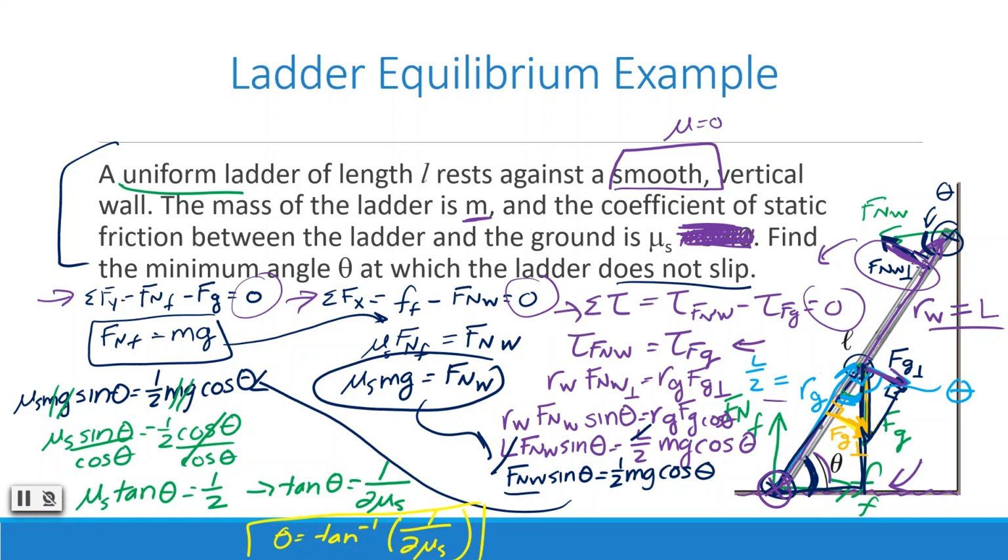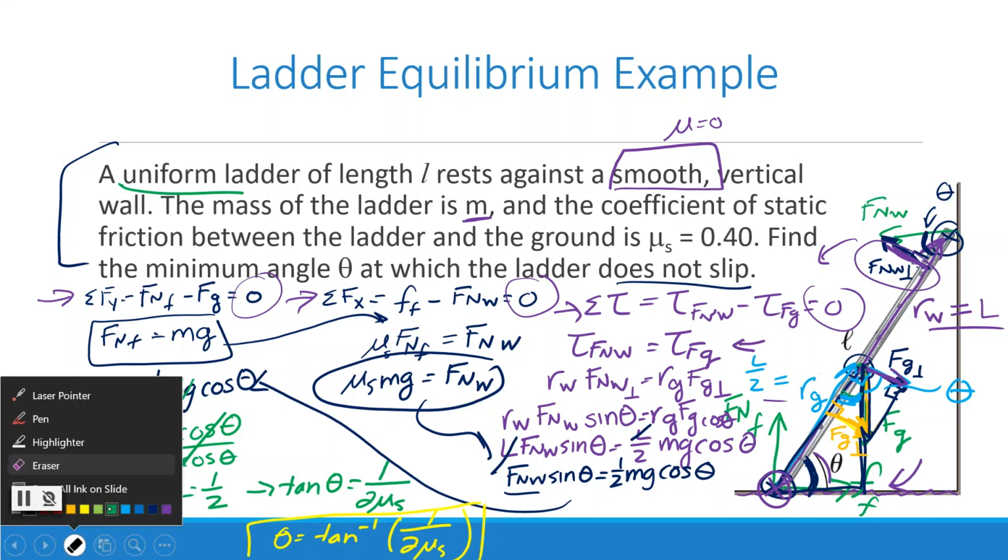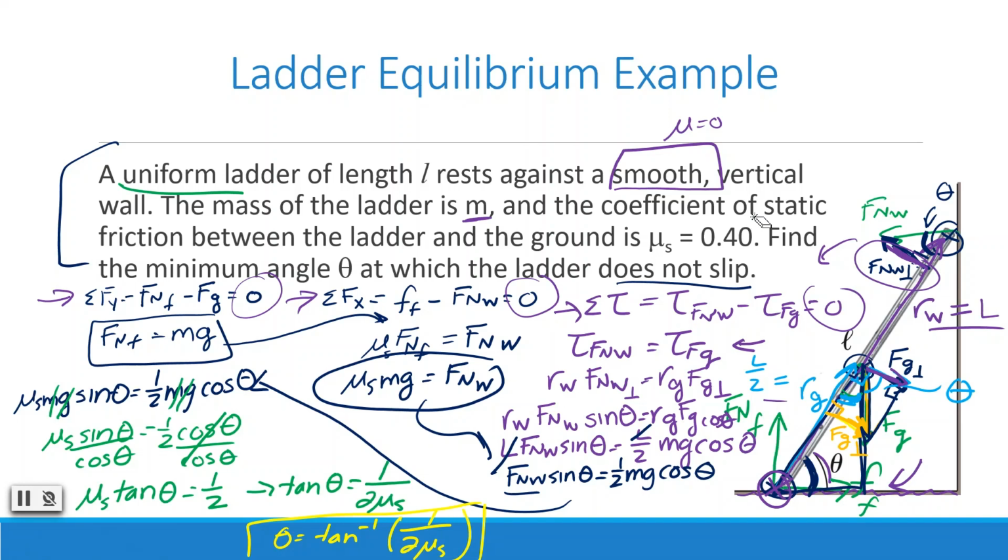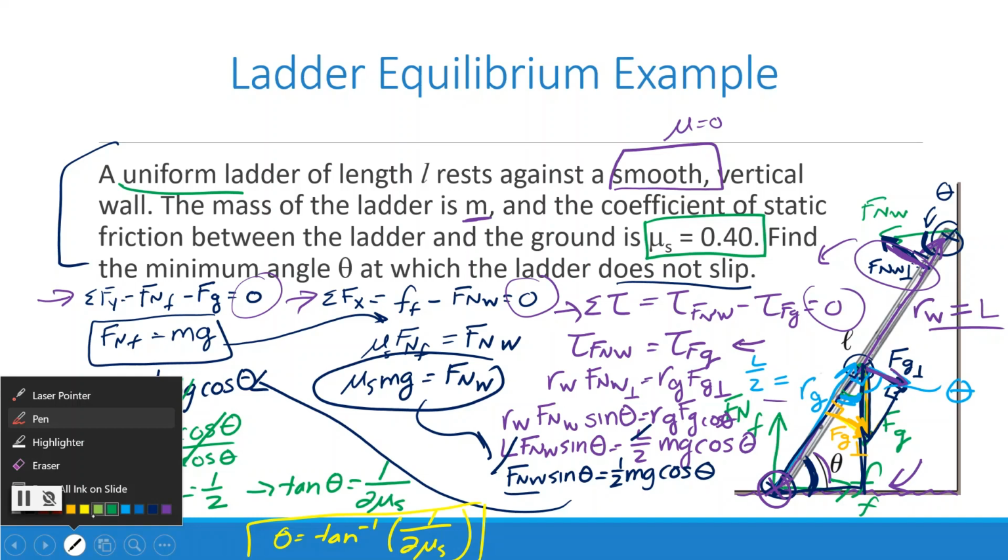So if I had, oh, I actually did. That's why this works. There's a reason they didn't give me anything else besides the value for mu s. Because you don't need anything else. So because they give us the value for mu s, we can actually calculate the angle without knowing the mass of the ladder, the length of the ladder. We can find this value.